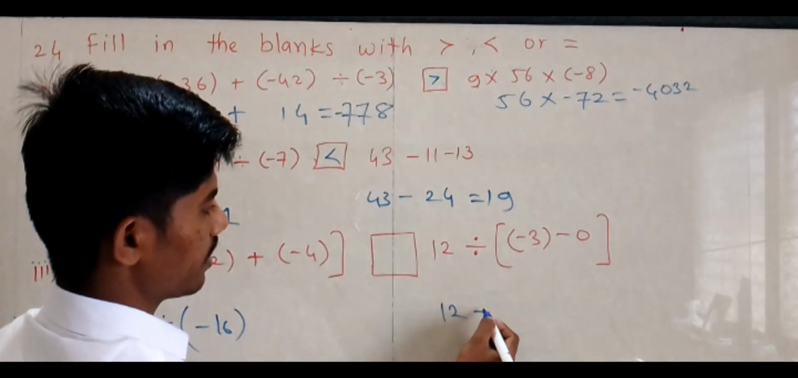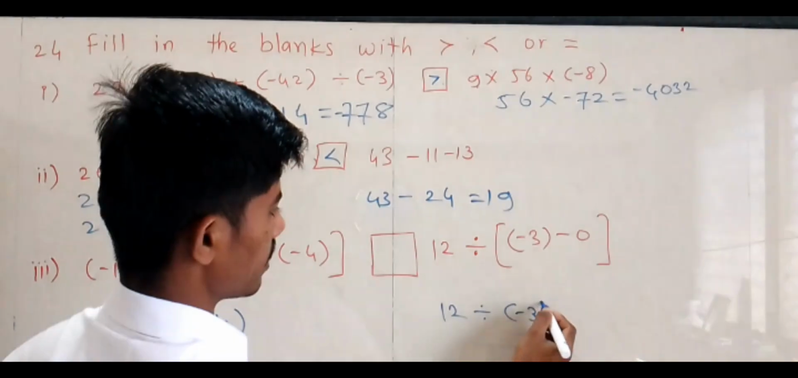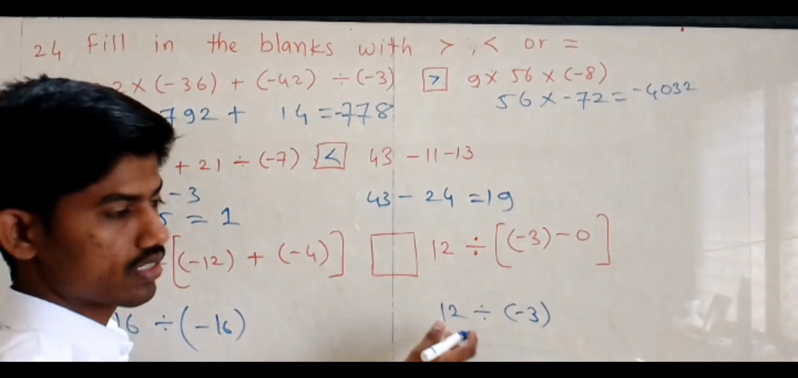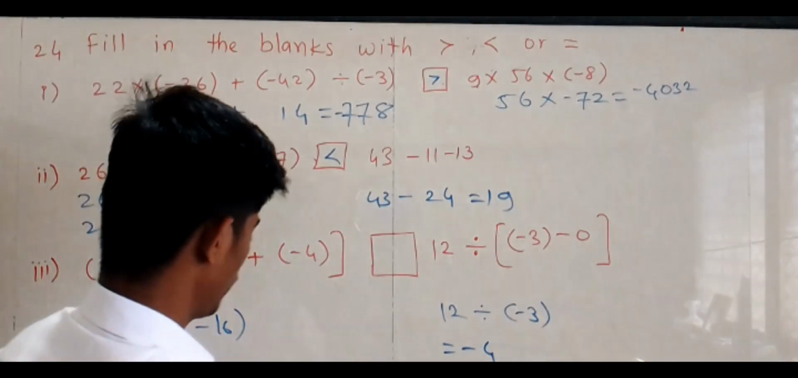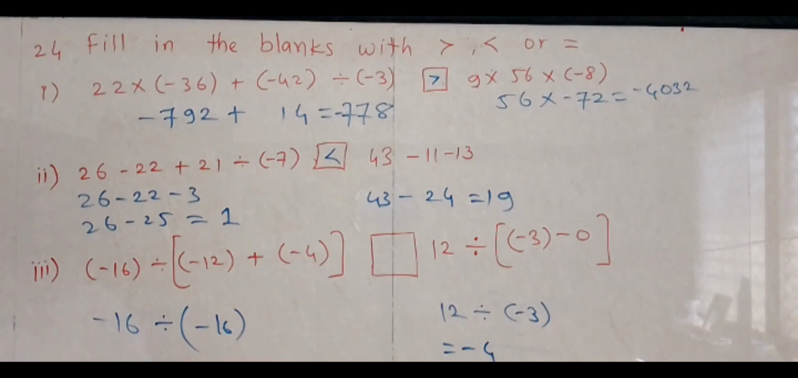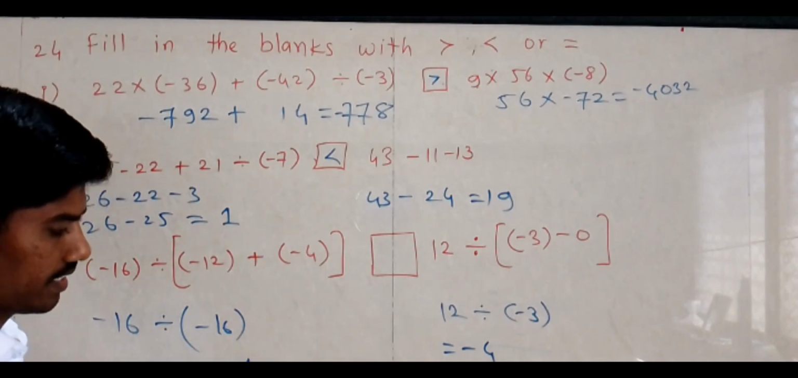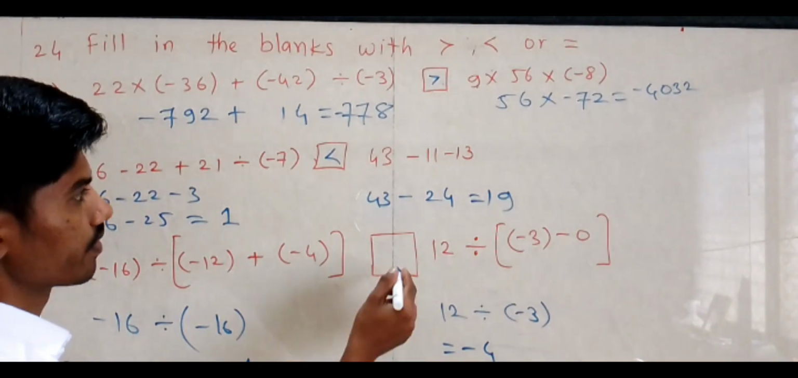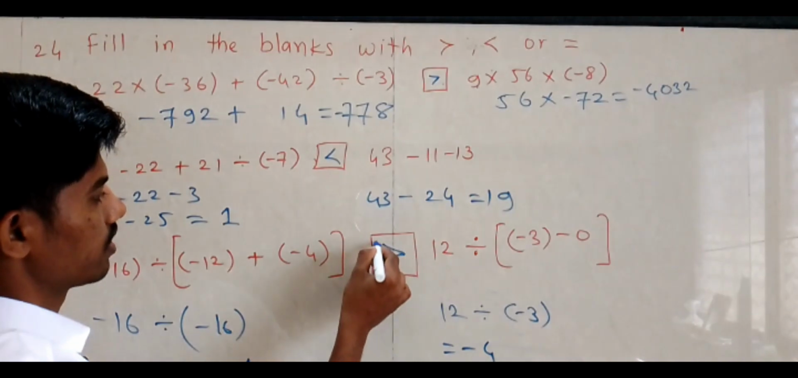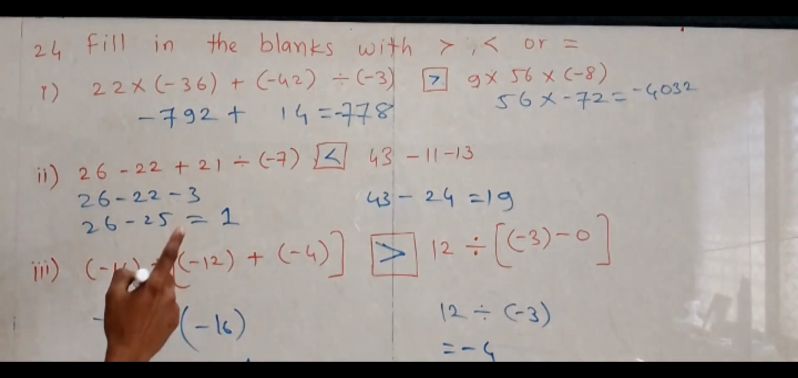So I am erasing this portion. Plus 12 as it is, divided by minus 3. Last step. 3 1s are 3, 3 4s are 12. So minus 4. 16 divided by 16, 1. So 1 is greater than as compared to the minus 4. So we can mention this one. So hope you have got this one.